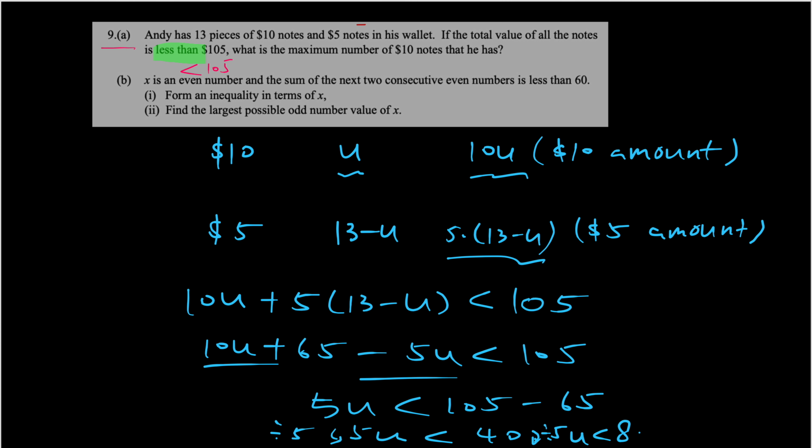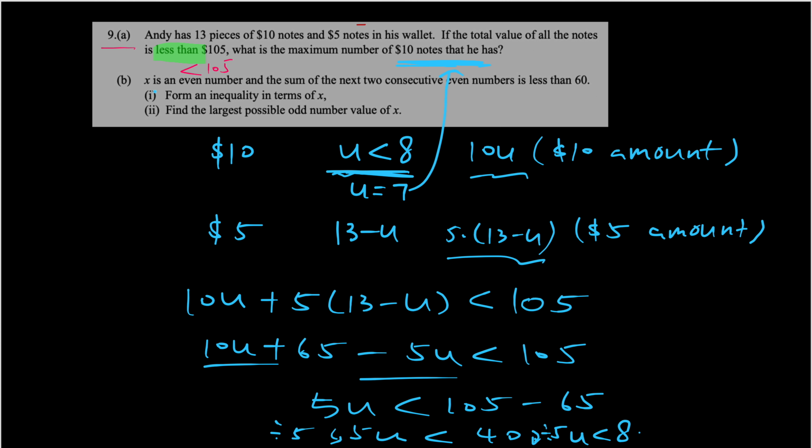Then what is the maximum number of $10 notes you can have? Your u is less than 8, right? So what is the maximum number of u? The maximum number of u should be 7. Yes, so u equals 7 to answer this question. Understand?